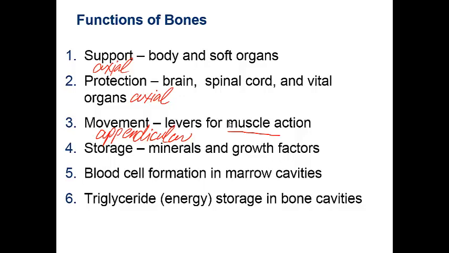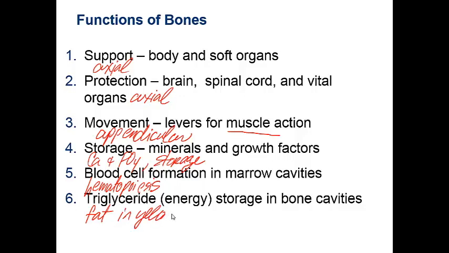The next few functions are going to include things like mineral and growth storage. Two of the important minerals that are going to be stored are calcium and phosphate. You can think of the bone as kind of a storage area where withdrawals of calcium or deposits of calcium can be made. And we use this analogy later when we talk about osteoblasts and osteoclast function. Blood cell formation is called hematopoiesis, so where red blood cells are formed. But then, unfortunately, as we age, we are going to find fat in the yellow bone marrow.